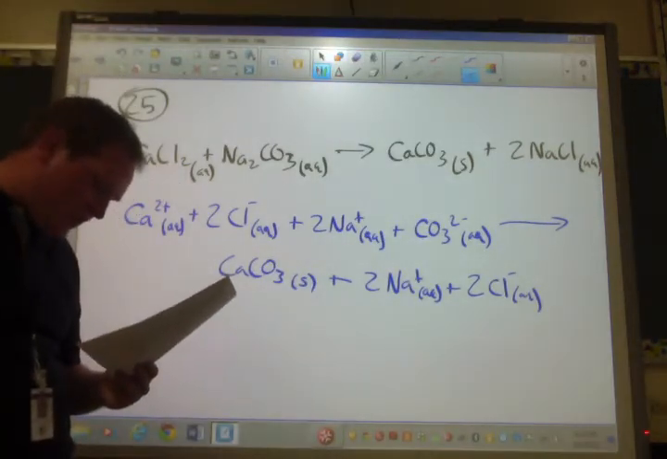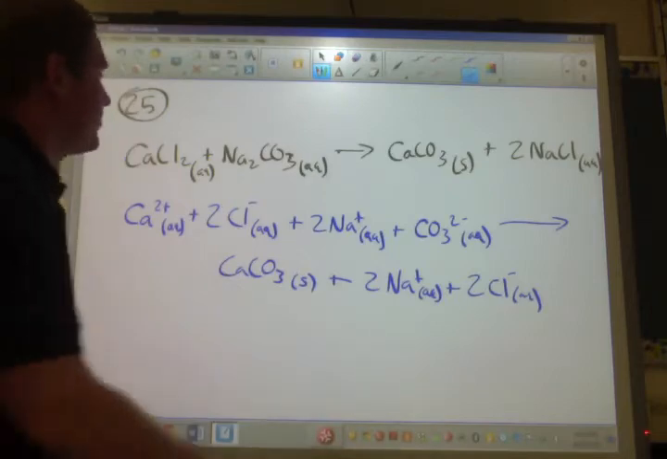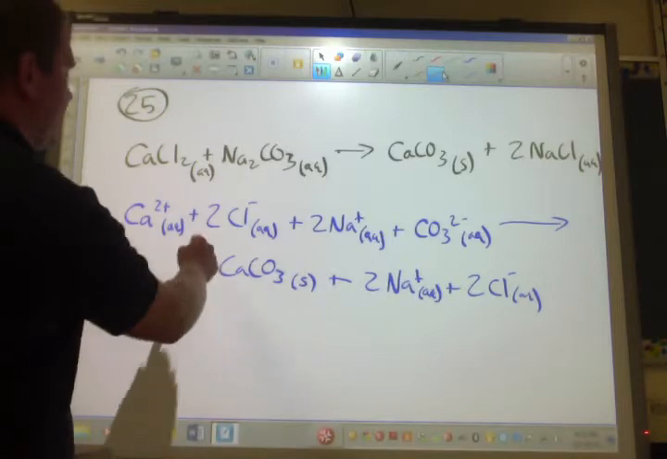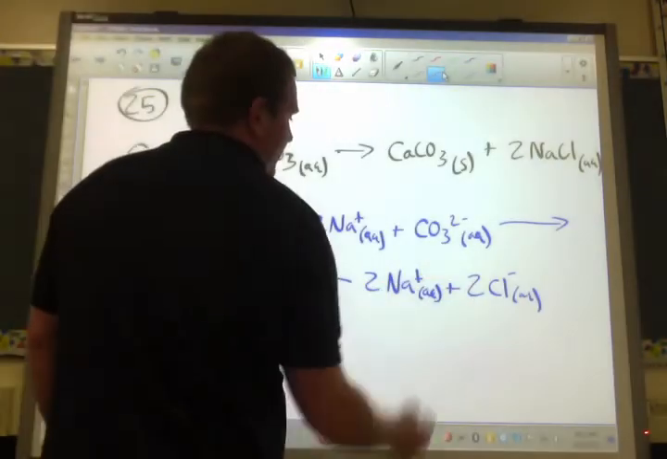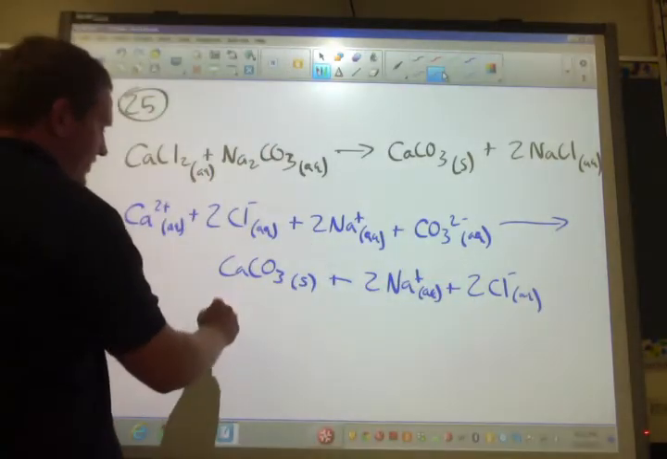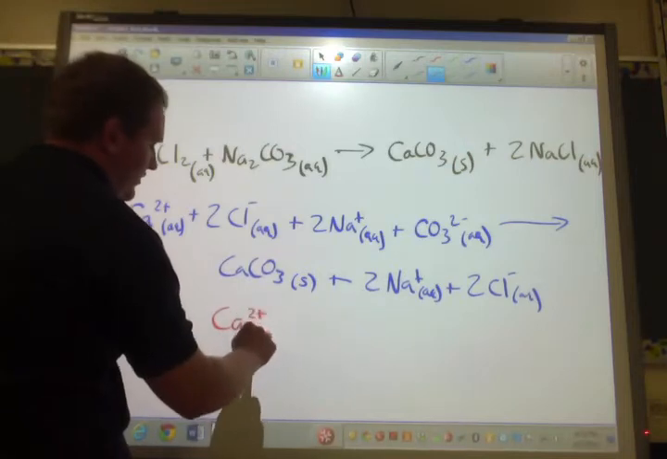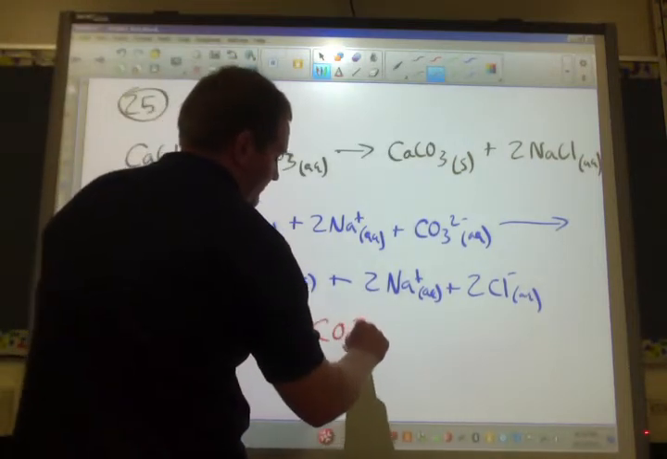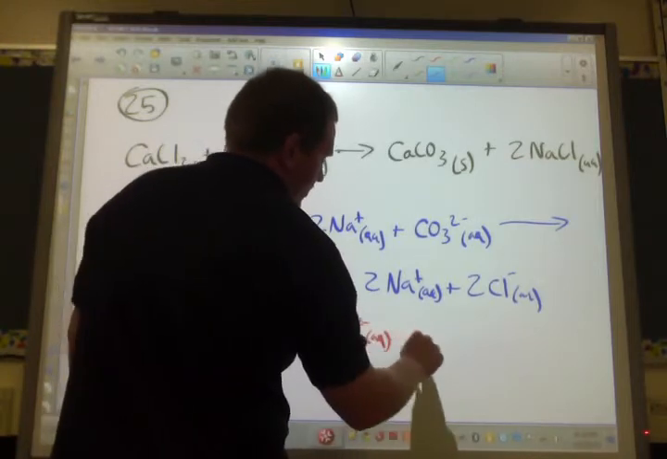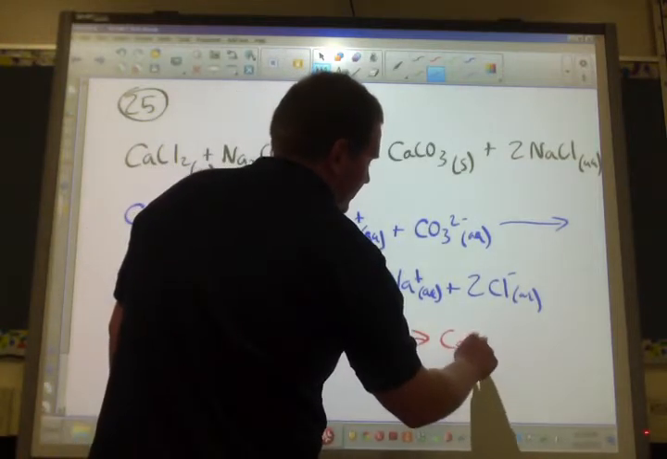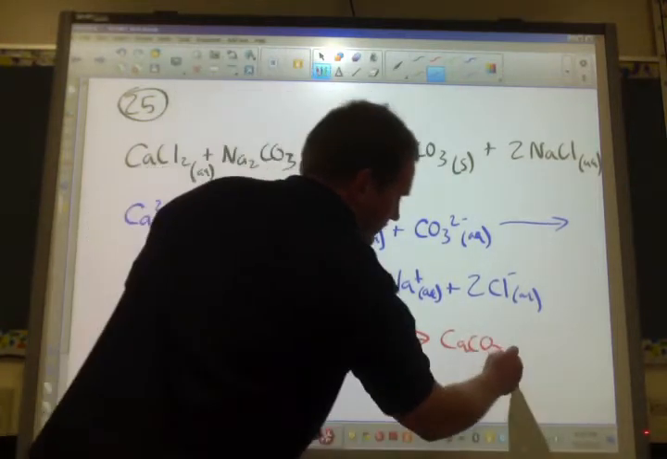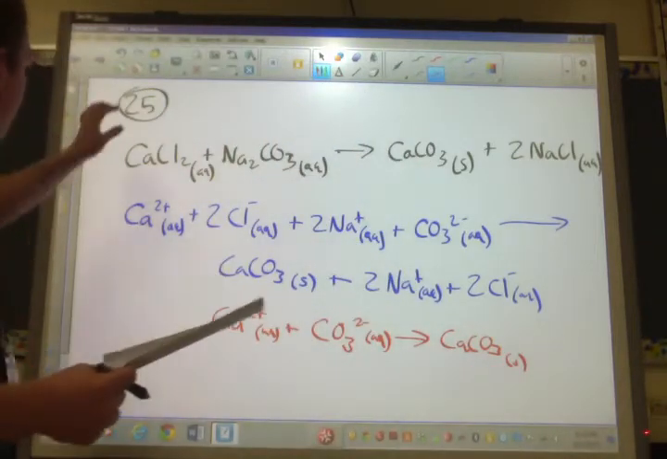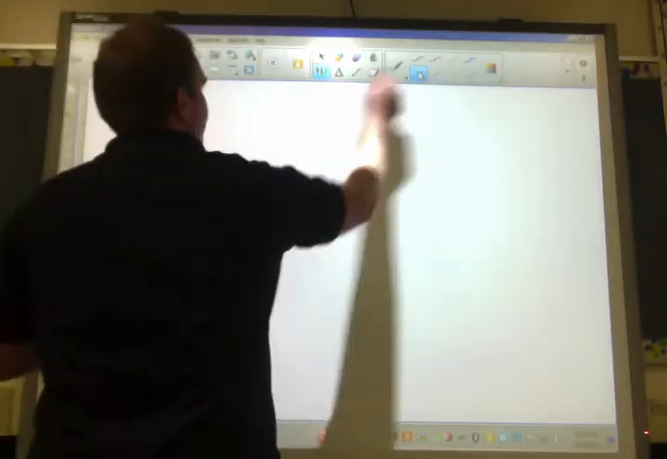I'm looking for net here. So we're going to basically remove anything that is duplicated. So this, and this. So my net is just going to be calcium 2 plus, aqueous, plus carbonate, aqueous, yields CaCO3 solid. That's my net. 26.